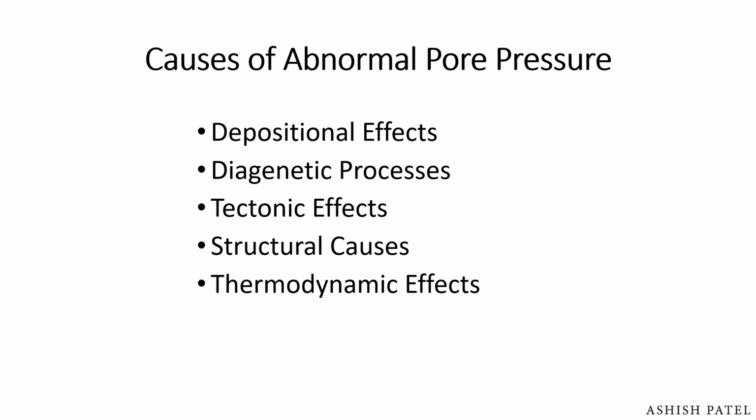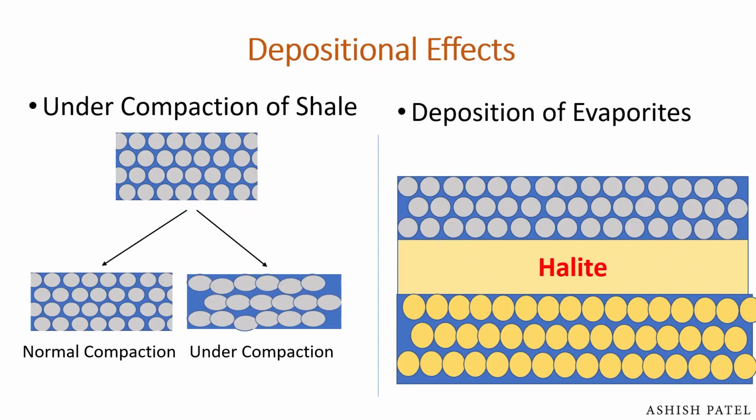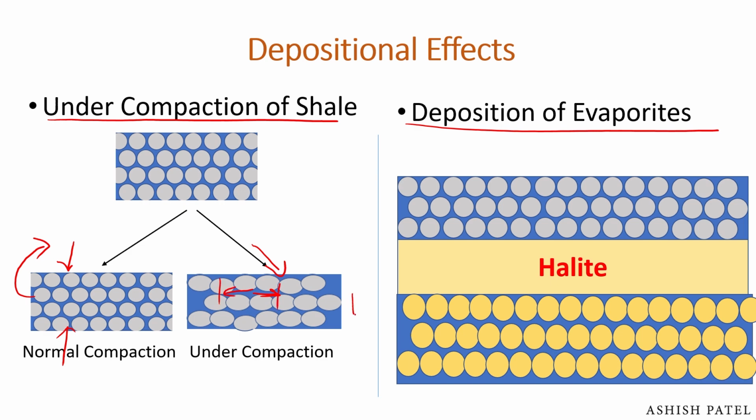There are various causes of abnormal pore pressure, and they are summarized as depositional effect, diagenetic process, tectonic effect, structural causes, and thermodynamic effects. Depositional effects are classified into undercompaction of shale and deposition of evaporites. In normal compaction, pore fluids have enough time to escape from pores with further compaction, leaving the pore pressure equal to the hydrostatic pressure. But in case of rapid deposition, fluid does not have time and path to escape, and with further compaction, the pressure in the pores rises, which results in abnormal pore pressure.